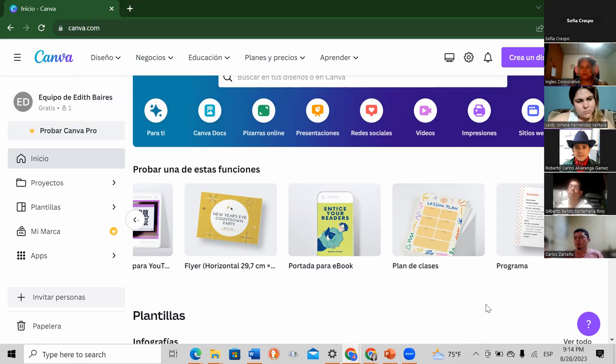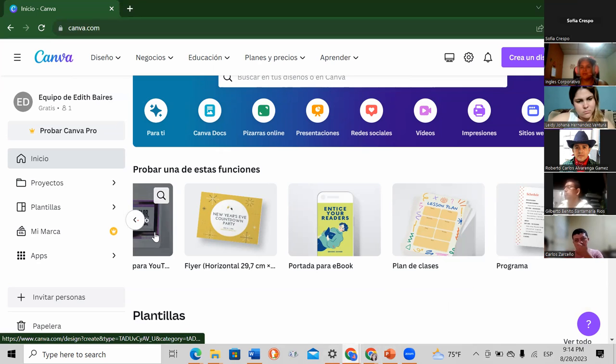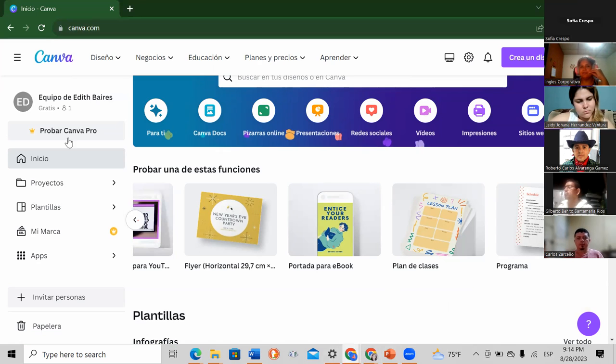Do you know how to use Canva? Someone? From my part, no. Another tool that you may know how to use? Yes. Como para invitaciones.